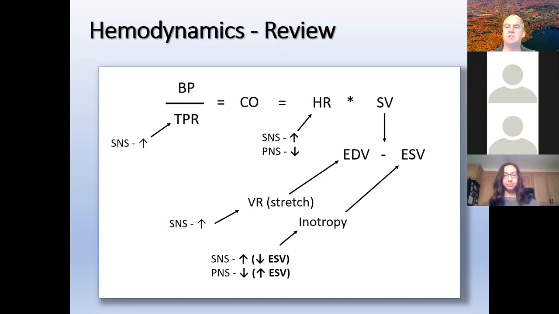Mostly sympathetic nervous system, which is going to decrease end systolic volume by increasing, or positive inotropy, increasing contractility. A little bit of PNS inhibition here, decreasing negative inotropy, decreasing contractility, increasing end systolic volume. Another thing that's going to affect end systolic volume is your afterload, which is over here.